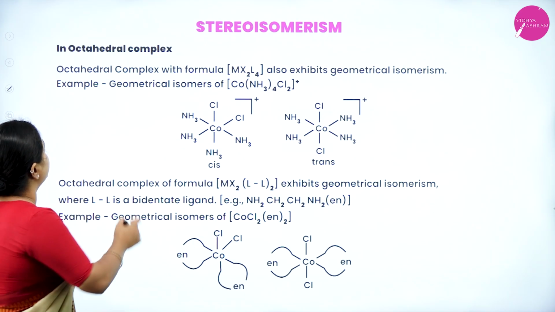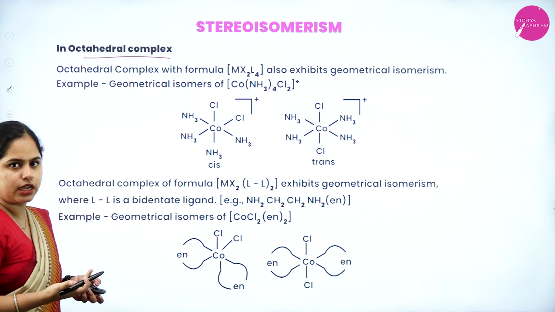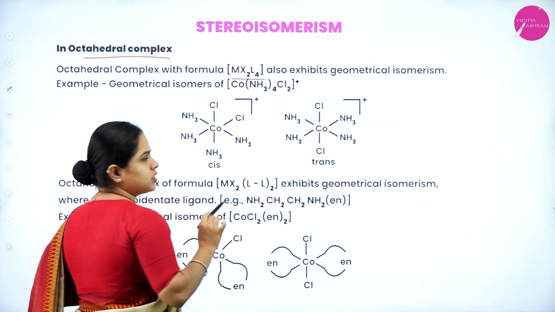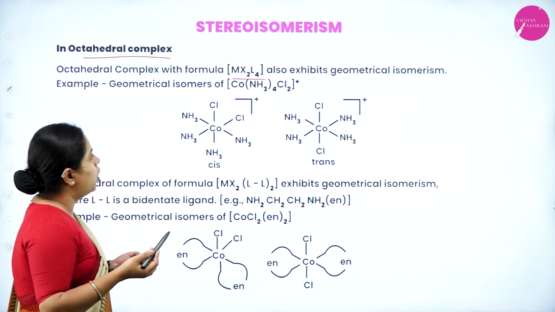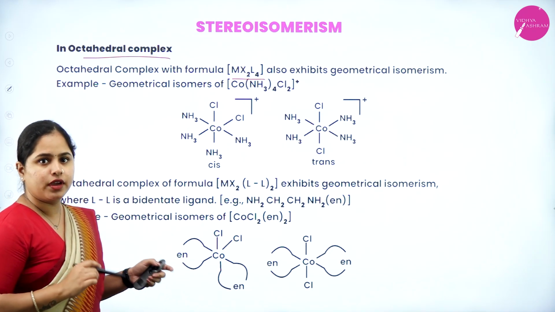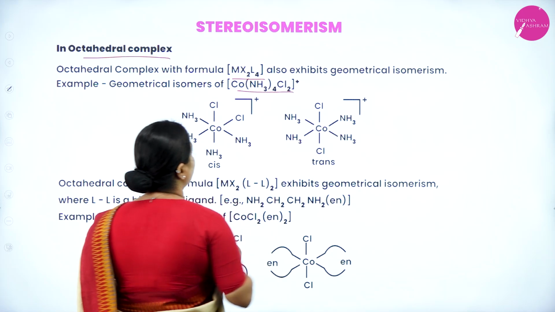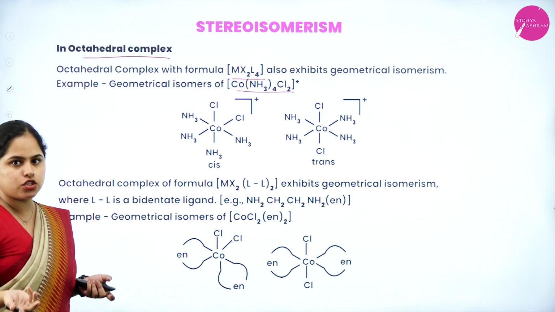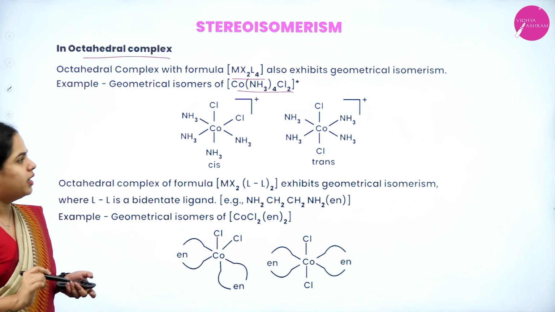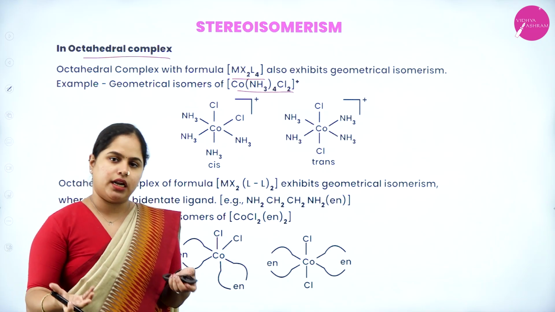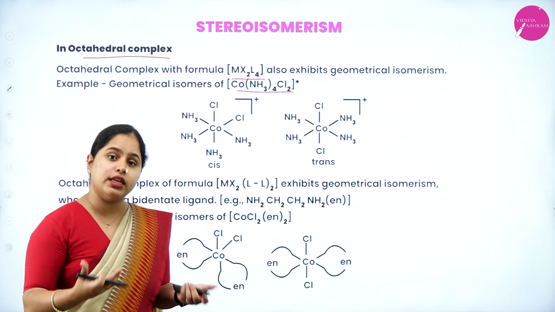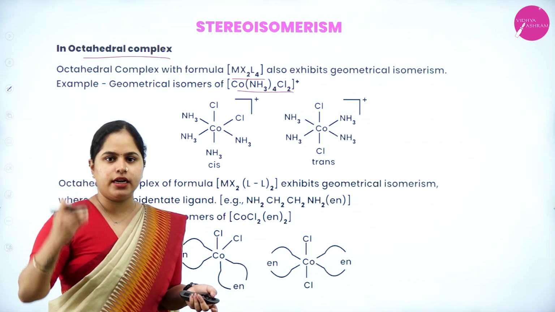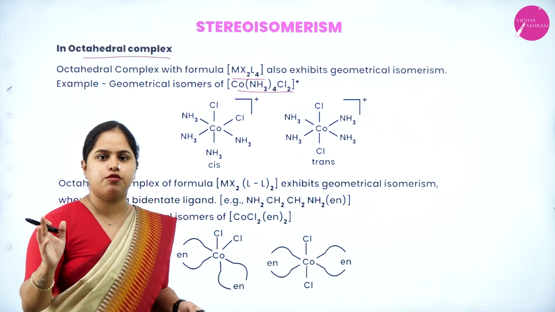Clear? Now moving on to how we determine the geometrical isomers in octahedral complexes. Consider an octahedral complex with formula MX2L4, which means there are two ligands of X and four ligands of L. It also exhibits geometrical isomers. We are going to write the geometrical isomers for Co(NH3)4Cl2. Here you can see there are totally 6 ligands present, so it is octahedral. How can we write a cis and trans isomer where the coordination number is 6? If it was 4, it was easy: on the same side you put 2, that becomes cis, and on opposite sides, it becomes trans.